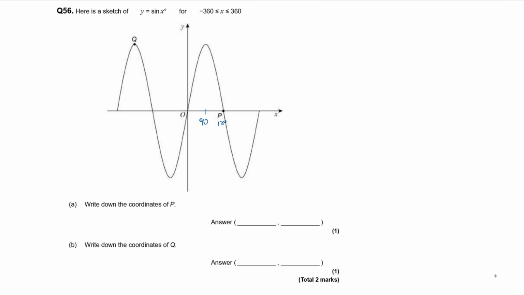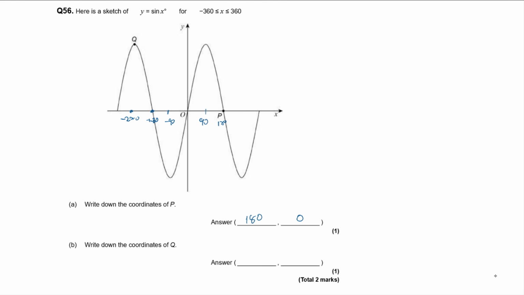Okay, so what's the coordinates of P? It's going to be 180, 0, because it's going through the axes. And Q, over there, look. So going the other way, that's going to be minus 90, minus 180, and then that's going to be minus 270 there then, isn't it? So minus 180, minus 90, like that. Yeah, it's going to be minus 270.